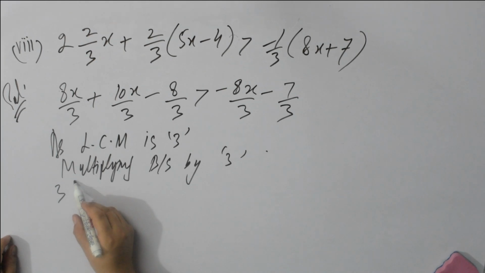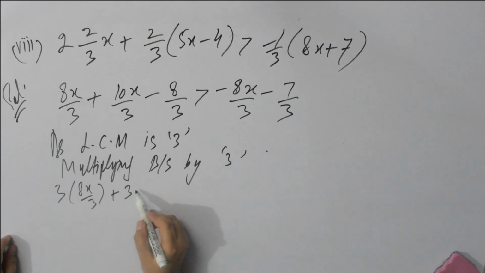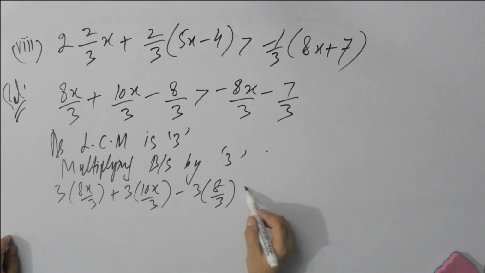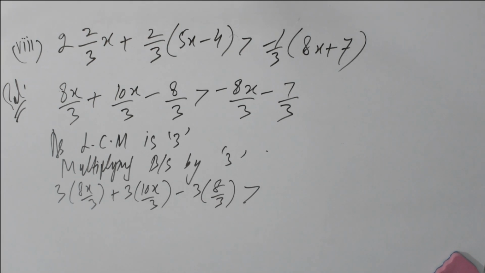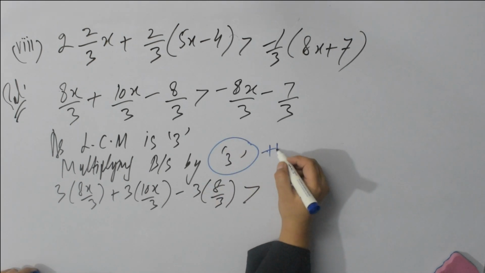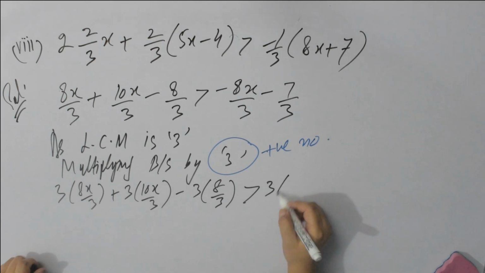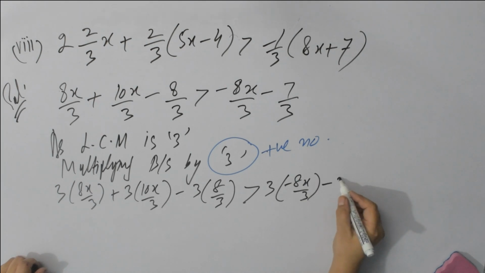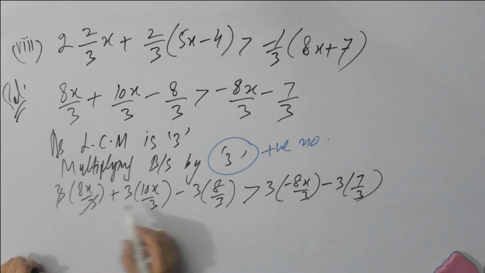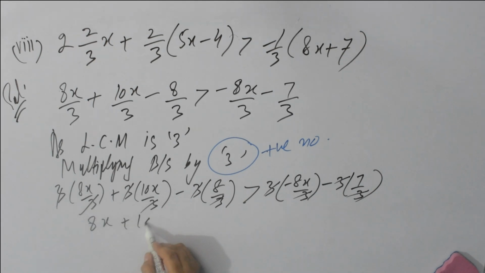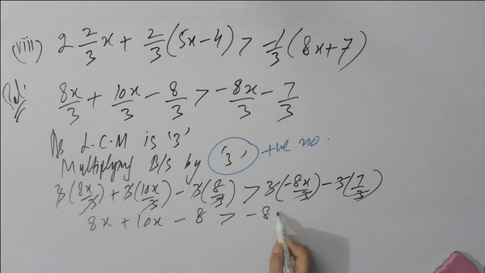Okay, 3 into, plus 3 into, minus 3 into. Again students, I multiplied with a positive number. It's a positive number, so the sign will not change. Okay, it remains as it is. The 3s cancel. You will see it becomes easier to simplify. Look, 8x plus 10x minus 8 minus 8x minus 7.